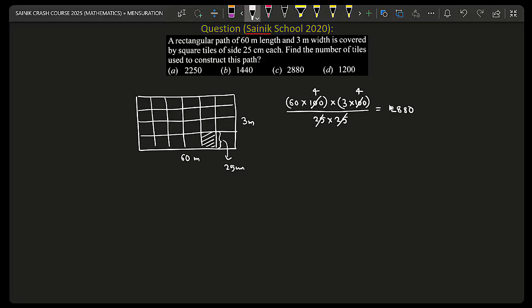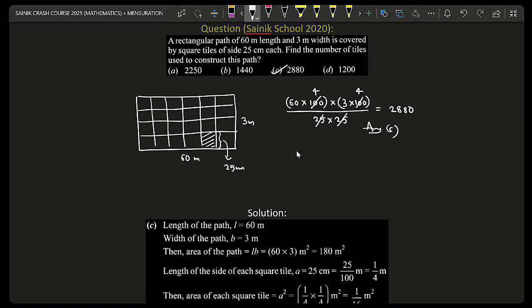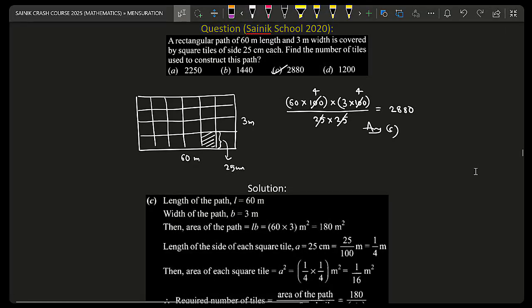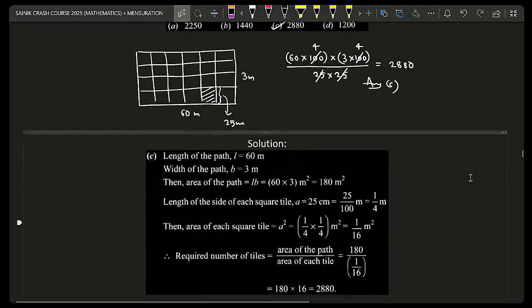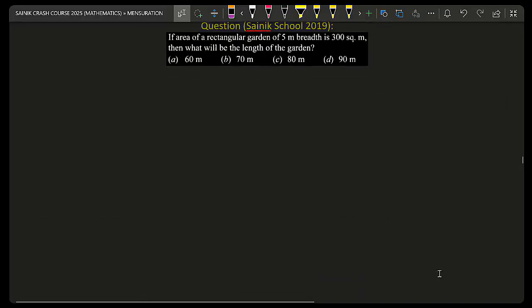That's it, 2880 only. Okay, which option is correct? Sir, option C. Yes, C is correct. Very good, Pranay. You can mute now. So this is the answer we got. Option C is correct. Whenever the number of tiles we need to find, find the total area and find the area of each tile and divide, you'll get the number of tiles required. That is 2880.